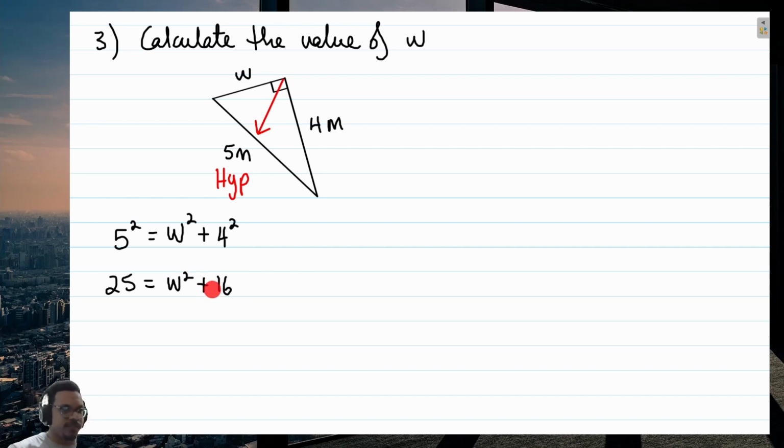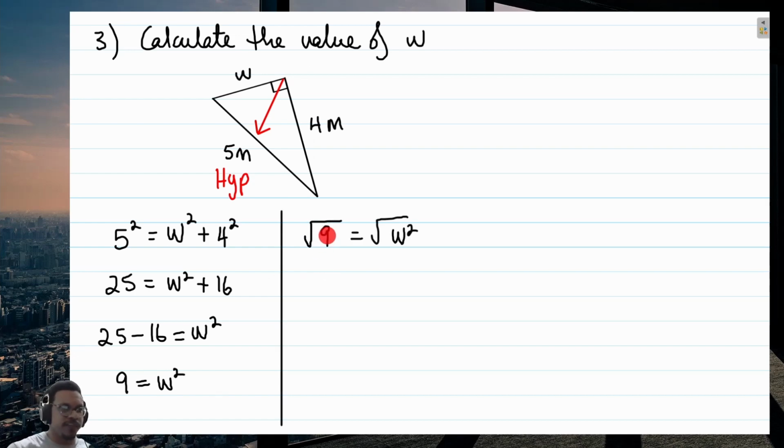Now I'll transfer this positive 16 across the equal sign to the left-hand side. And the sign in front of the 16 will change from positive to negative. So I'll have 25 take away 16 is equal to w squared. Now 25 take away 16 is 9. So I'll have 9 is equal to w squared. And now I'll take square roots on both sides of the equal sign. So the square root of 9 will be 3. And the square root of w squared, the square root and the square will cancel out each other and you remain with w. So I'll have 3 is equal to w. So therefore, w is equal to 3 meters.